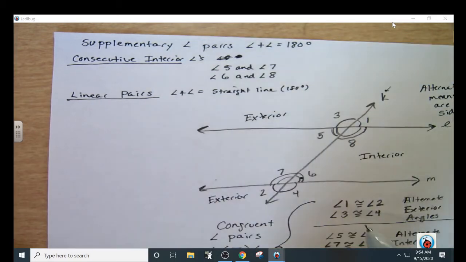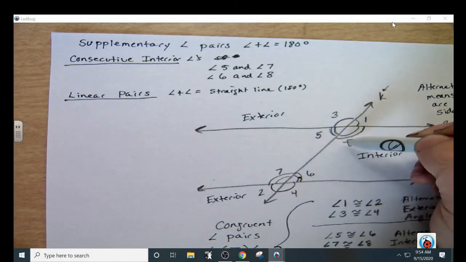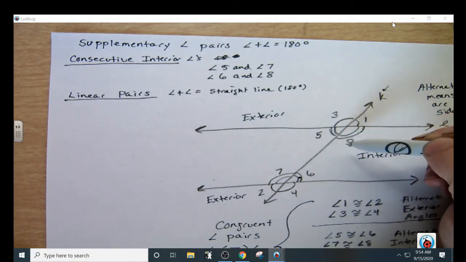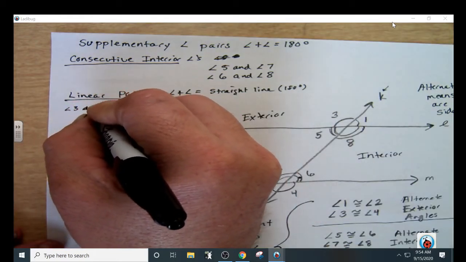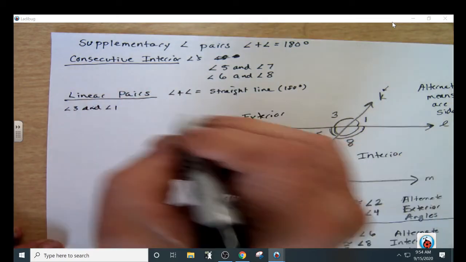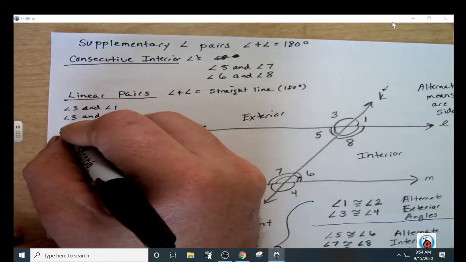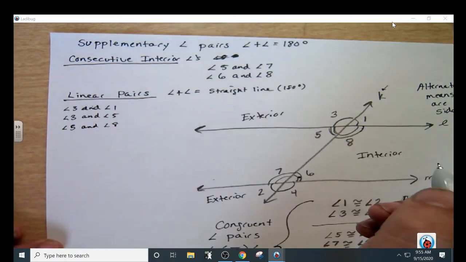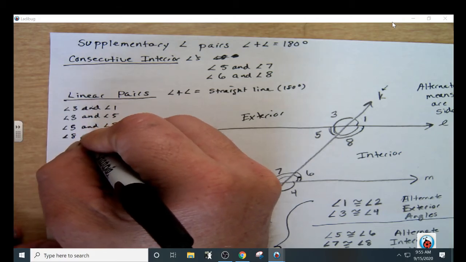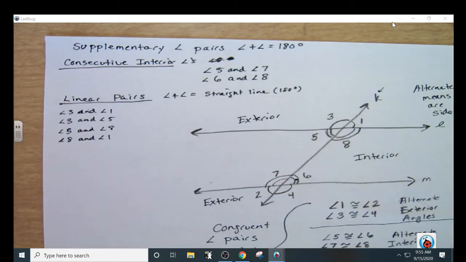Okay. And guys, you can name a bunch of linear pairs. Any two angles that, when you add them together, make a straight line. So there's a ton of them on here. I'm just going to put a couple of them. Angles 1 and 3, angles 3 and 5, angles 5 and 8, angles 8 and 1. So guys, you can pretty much tell any two angles that make a straight line are going to be a linear pair, and they're always going to be supplementary.